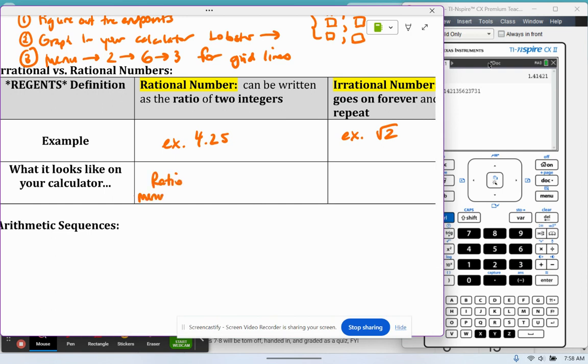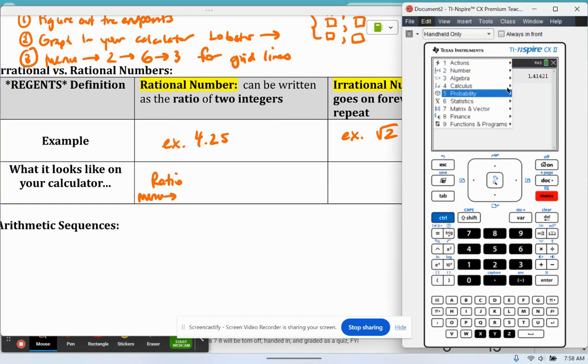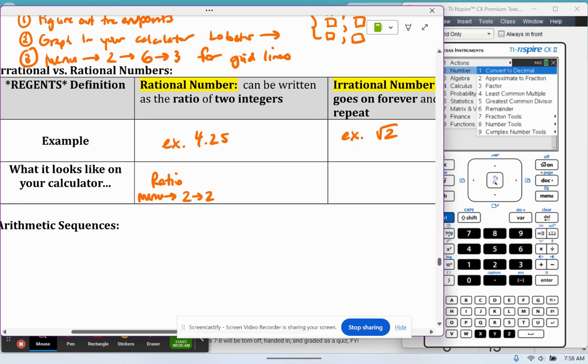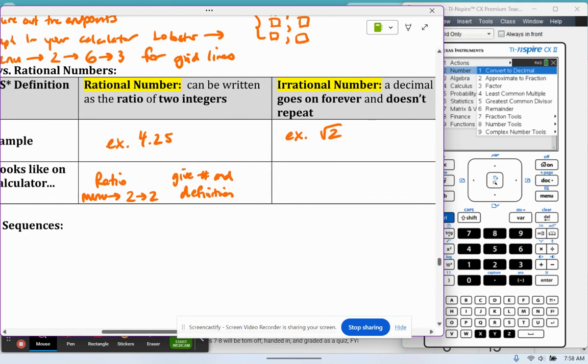You do menu, 2, 2. So you give the number and definition. For irrational, you pick up the decimal and see if more digits come up.